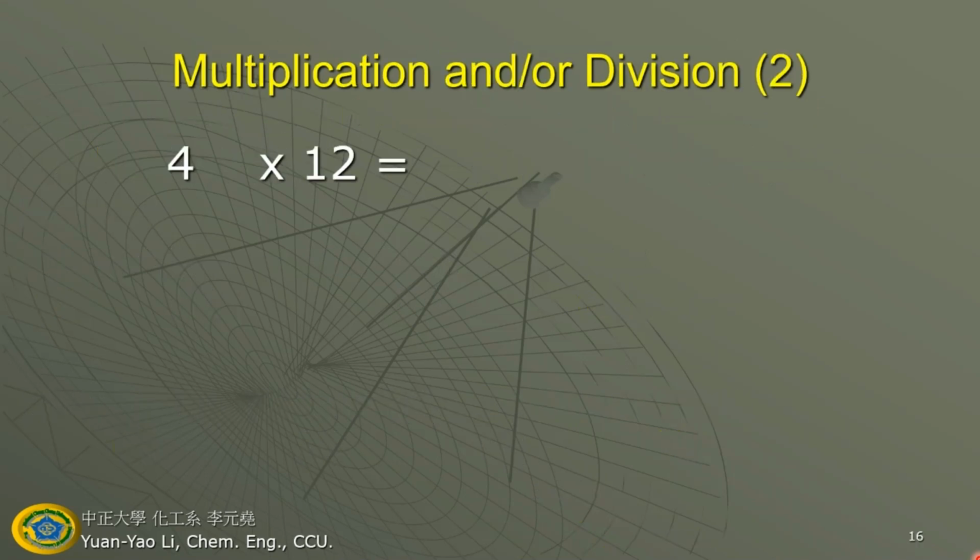Okay, so how about this one? 4 times 12 equal to what? 48. I'm sorry. Answer is 50. Why? You have 1 significant figure. You have 2 significant figures. And in the end, you need to get 1 significant figure. So 48, you have to do the round off. The answer will be 50.